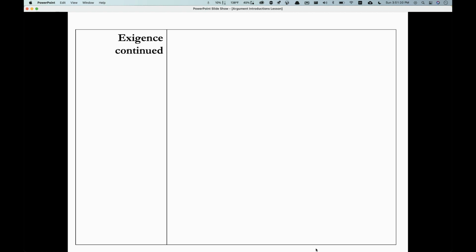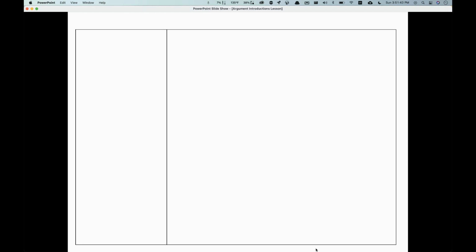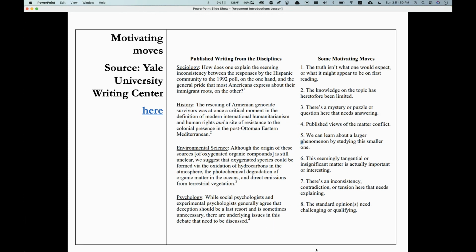Continuing with exigence here, in longer papers, in research papers, so the kinds of papers you might write in college, you have to be able to figure out what is your motivating move. Why are you writing this thing? You're likely to cite one or more sources that said a thing that you are now entering the conversation about. And so I'm going to show you what these motivating moves look like on this funny thing. This motivating moves sheet came from one of my professors. Credit goes to Professor Margaret Waller at Pomona College for giving me access to this, who I believe got it herself from the Yale University Writing Center.